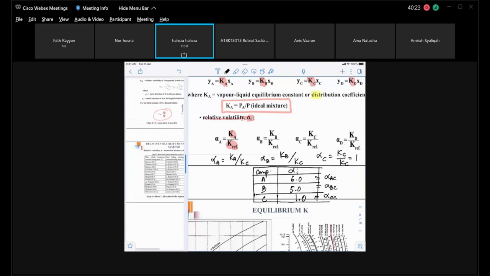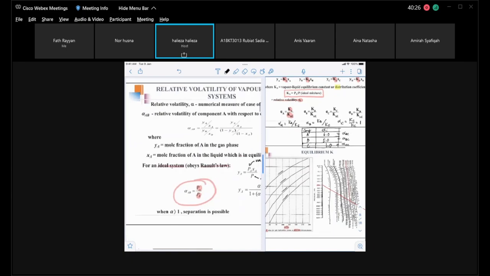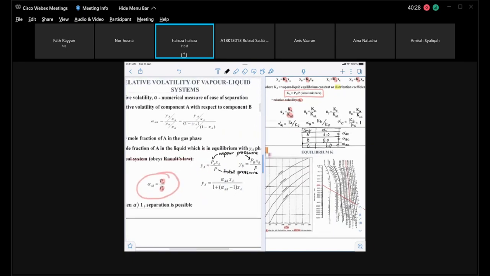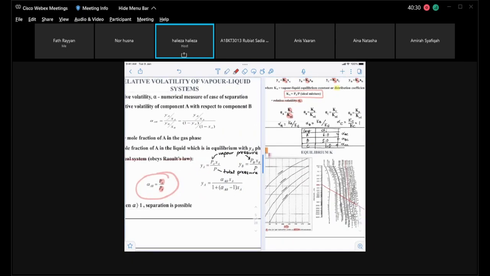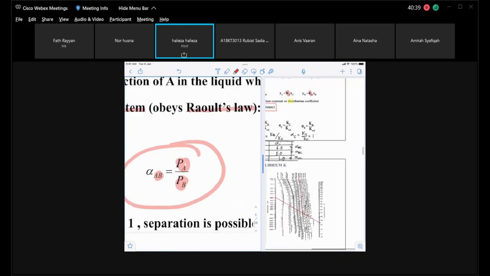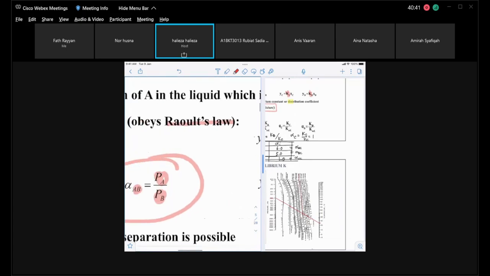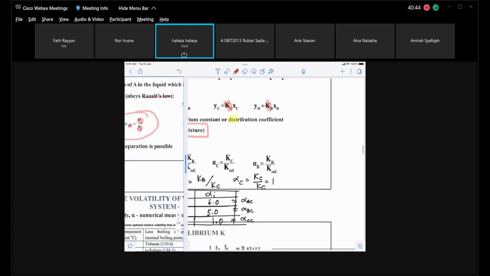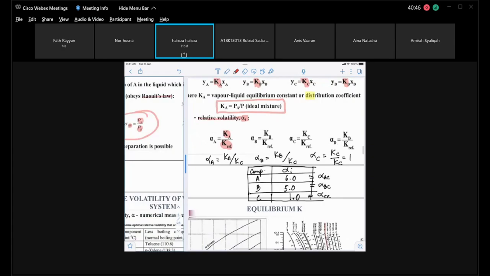If you look at the binary system, you have A and B. Here you have A compared to B: how volatile is component A compared to component B? When you're looking at multi-component, you have to select one component as your reference, and you will be comparing each component to the reference component. You will be looking at that too in the example.